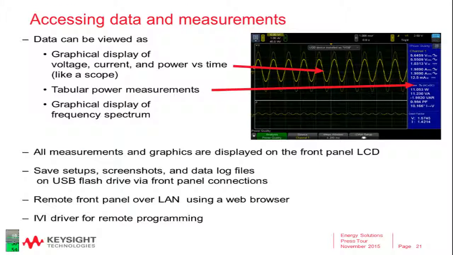So here we are now ready to make measurements. You'll see the waveforms, you'll see the tabular information. So if you're looking here and you say, one of these numbers doesn't look right, you can look back at the waveform and go, oh, I see the problem. Again, visualizing it. IntegraVision to visualize. It can also show a graphical display of the frequency spectrum.